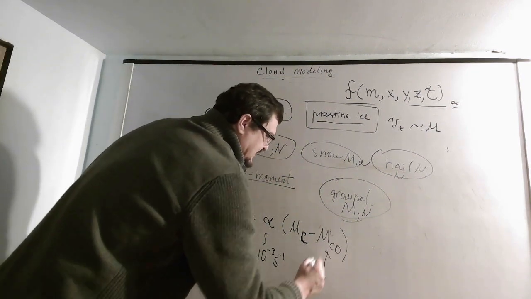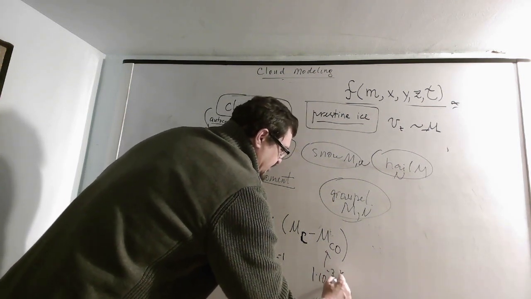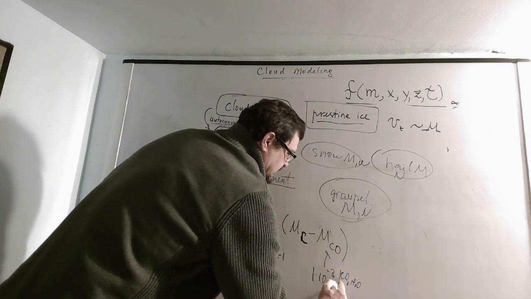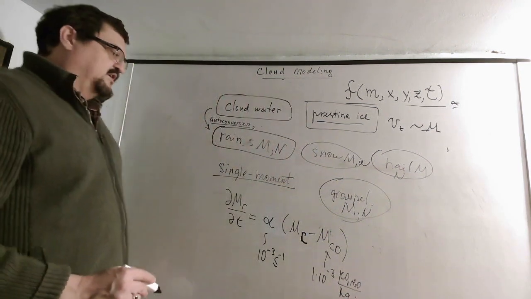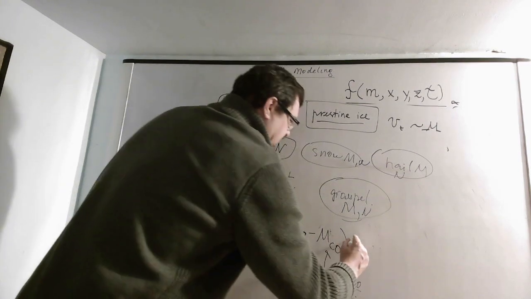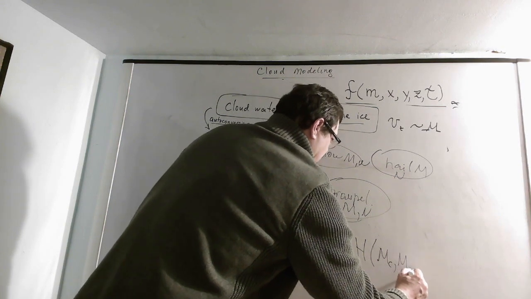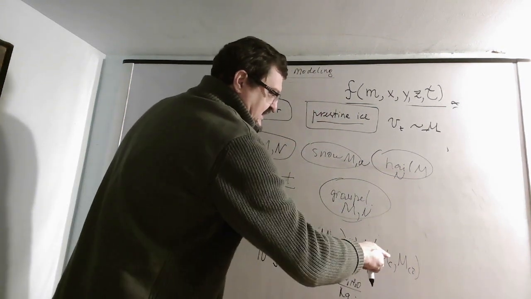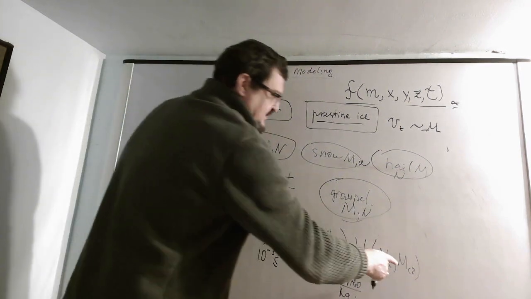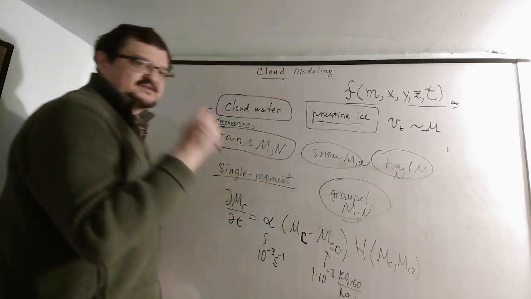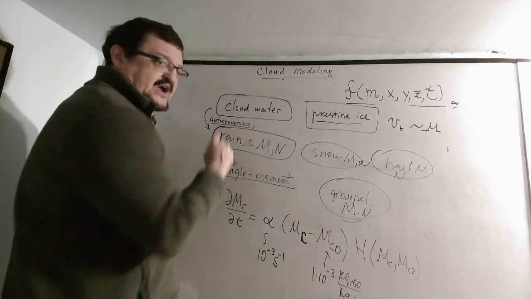So this one is typically something like 10 to the minus 3 kilogram of H2O of cloud water to kilogram of air. So this is mixing ratio. And you multiply it by this kind of H of MC and MCO. When MC is smaller than MCO, this H equals 0, and when MC is greater than MCO, it is equal to 1. So you have this kind of threshold cloud water after which rain initiation starts.